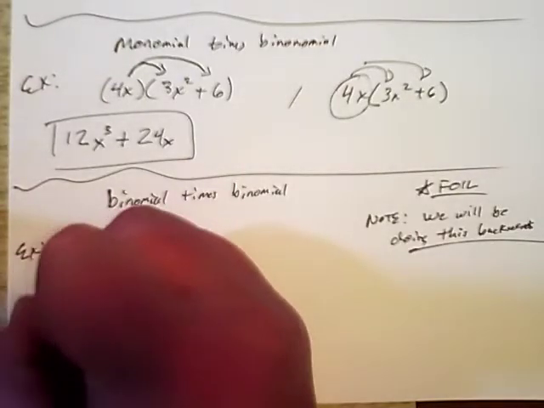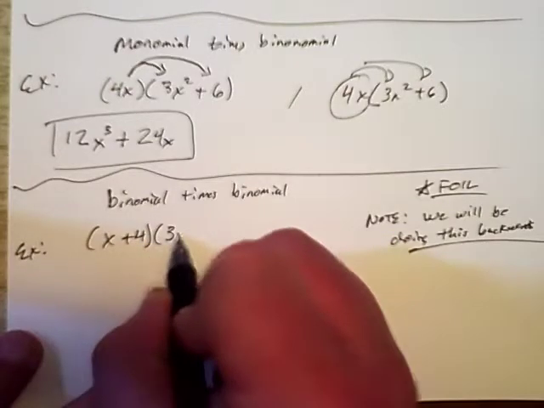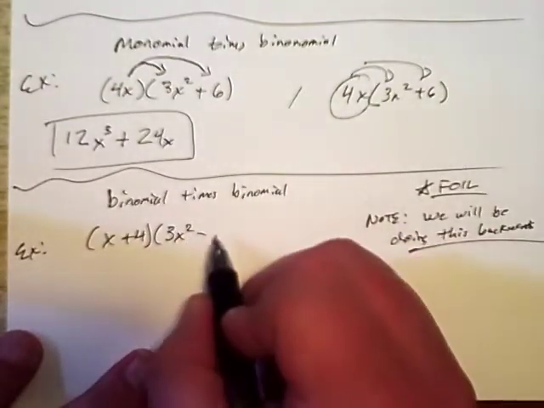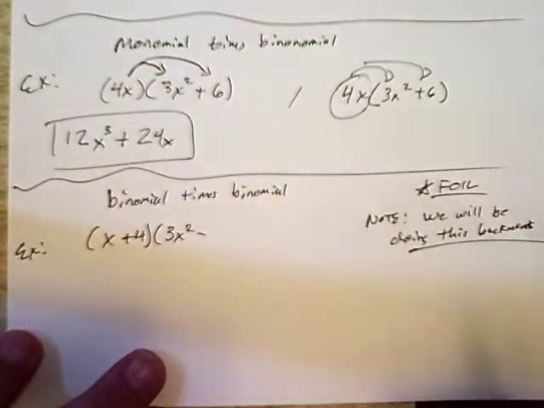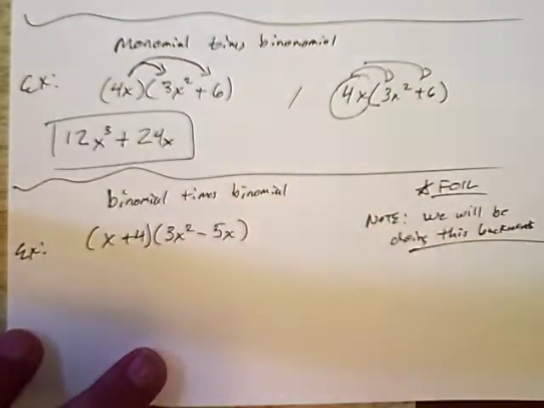All right, so let's take a look at a nice easy example here. Let's try x plus 4 times 3x squared minus... Oh, dude, 3x squared again. Bummer. Let's go with 5x here. Okay?